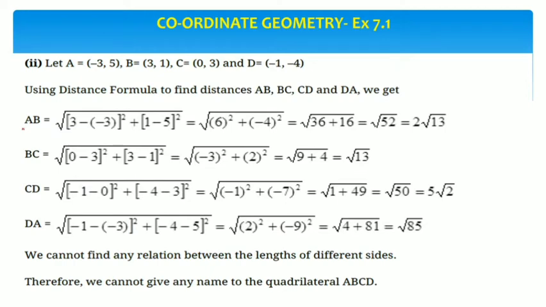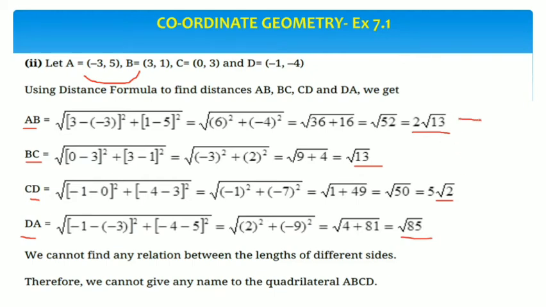And then we will check the nature of the quadrilateral. So we have taken out the length of AB by using these 2 points. By the distance formula it is coming 2 root 13. Then the length of BC we have obtained is root 13. The length of CD is coming 5 root 2 and the length of DA is coming root 85.